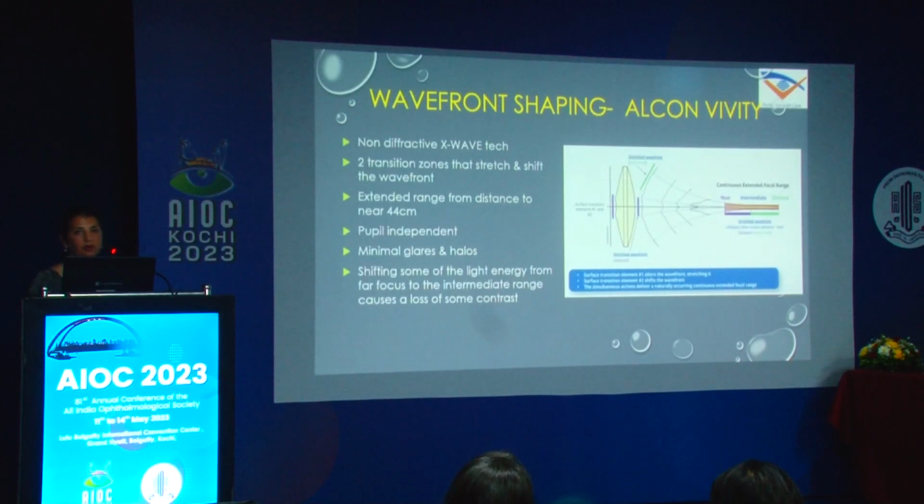Alcon Vivity, I will not talk much as Dr. Aditya has already told us about it. But again, I would say it's a pupil independent lens, minimal glares and halos, and patient satisfaction with these lenses is good. You can use it even in patients who have glaucoma, where you would not like to use multifocals, or patients who have ERM without macular edema. So your patient selection can become much wider.